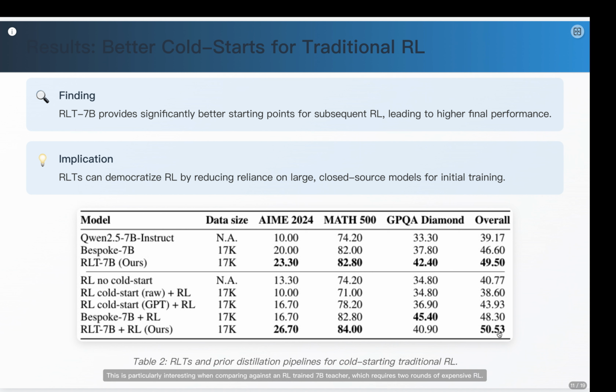This is particularly interesting when comparing against an RL-trained 7B teacher, which requires 2 rounds of expensive RL. The RLT provides a superior initial state for the next round of RL, even surpassing post-process traces from larger models. Could this mean RLTs offer a more efficient way to bootstrap the entire RL process?